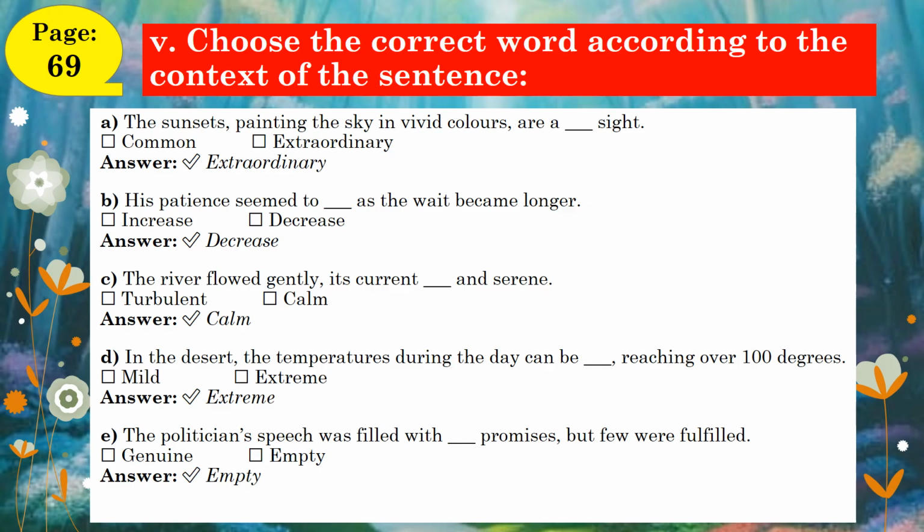3. The river flowed gently, its current blank and serene. The word that fits best here is calm because a gentle, peaceful river is not rough or turbulent. 4. In the desert, the temperatures during the day can be blank, reaching over 100 degrees. The right word is extreme since desert heat can be intense and unbearable. 5. The politician's speech was filled with blank promises, but few were fulfilled. The best word choice is empty because the promises were not kept, making them meaningless.